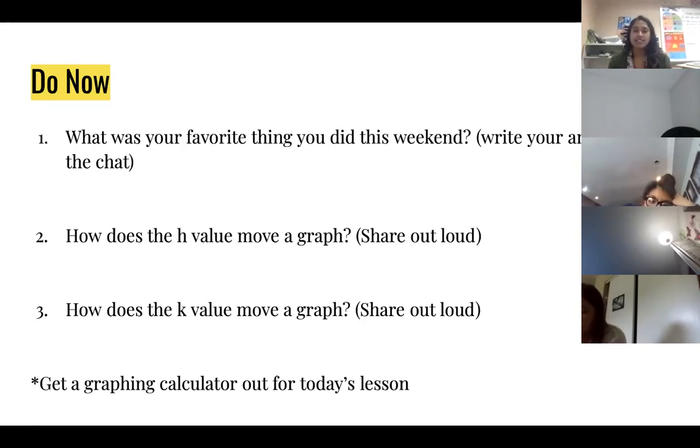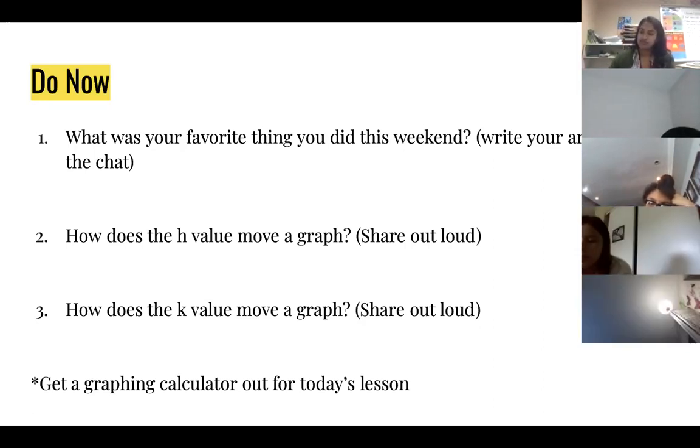And then how does the K value move a graph? How does the K value move a graph? What do you think, Sandra? I guess up and down. Up and down. So if it's positive, it moves it up, and if it's negative, it moves down. Good. Awesome.